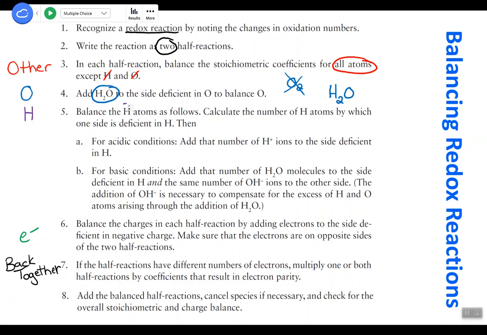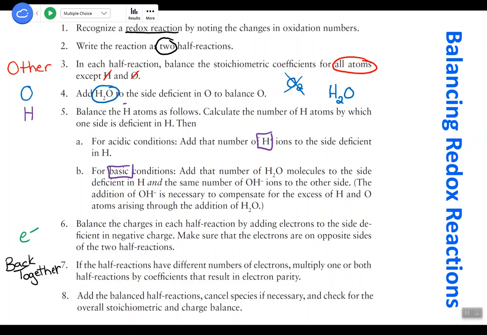Then we need to balance the hydrogen atoms. A way to remember to balance O before H: when you balance O by adding water, you're also adding hydrogen. So if you've already balanced the hydrogen and then you add water to balance the O, well, you've just screwed up your oxygen balancing. So start with oxygen, then hydrogen. And now we need to pay attention. Is the solution acidic or is the solution basic? If the solution is acidic, that means we have extra H+ ions floating around, and we can simply add H+ to the side of the reaction where we want more hydrogens.